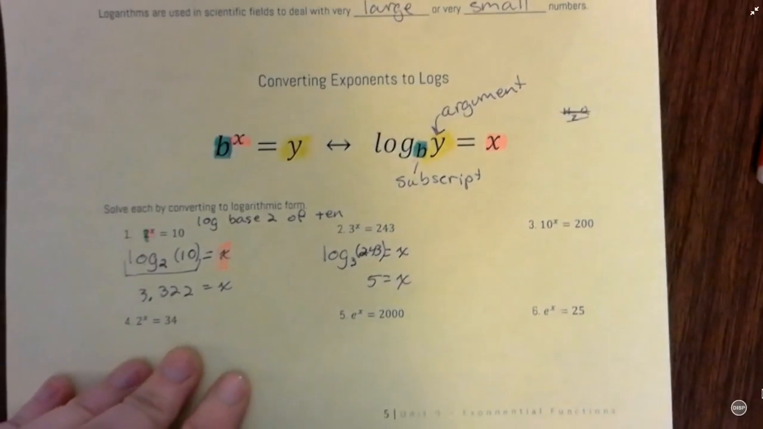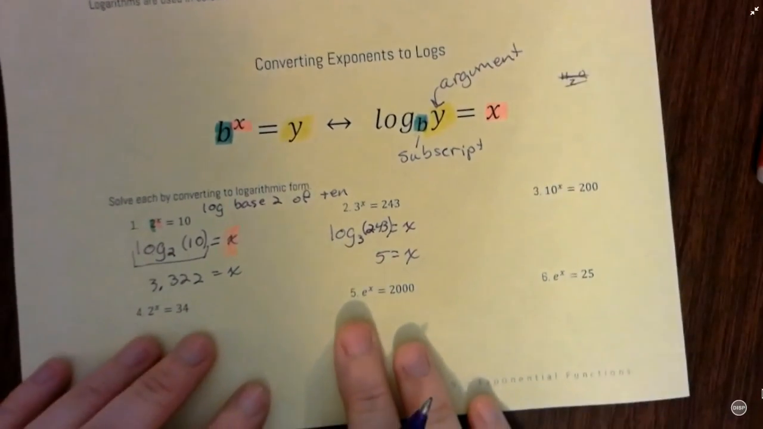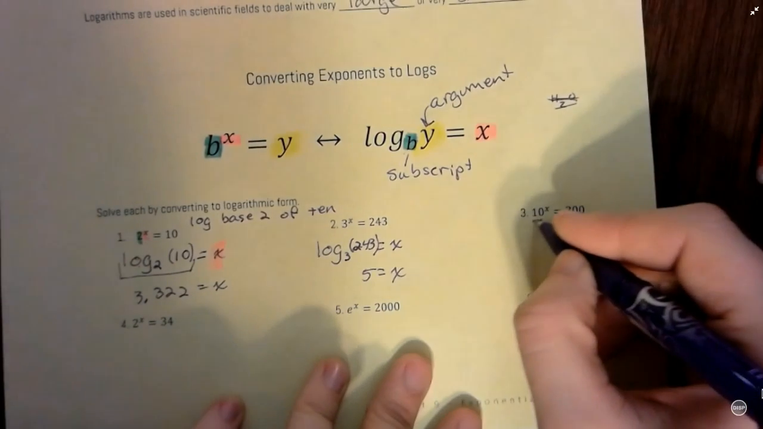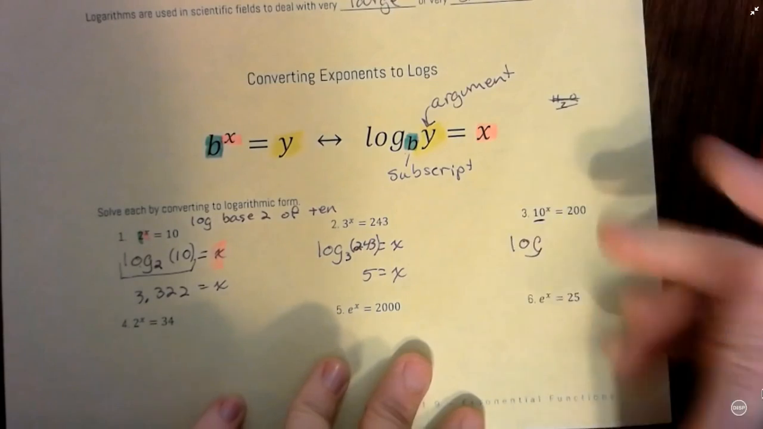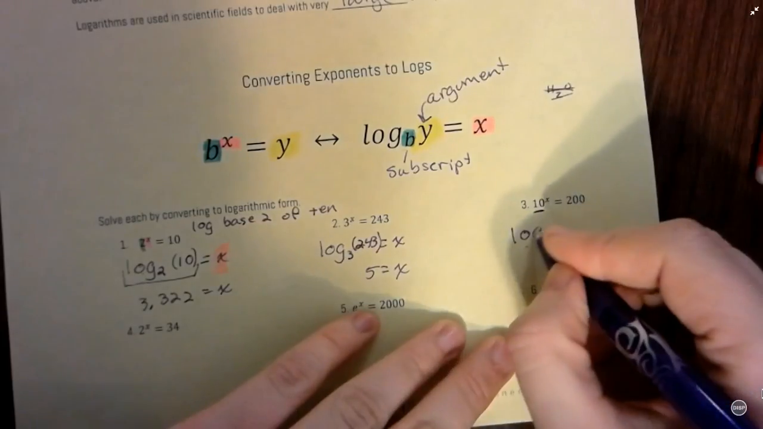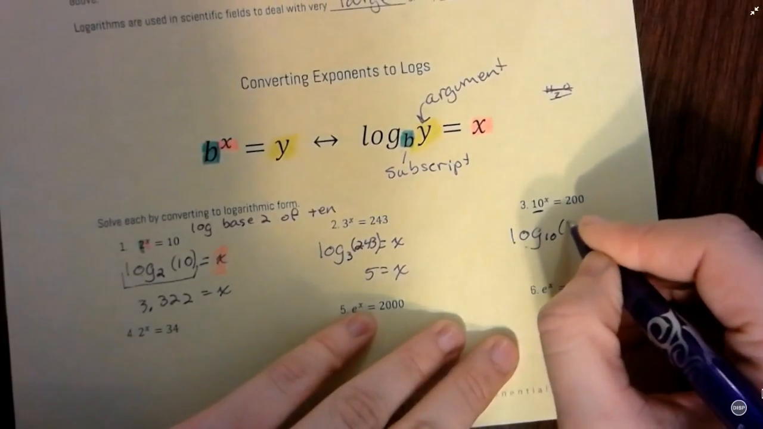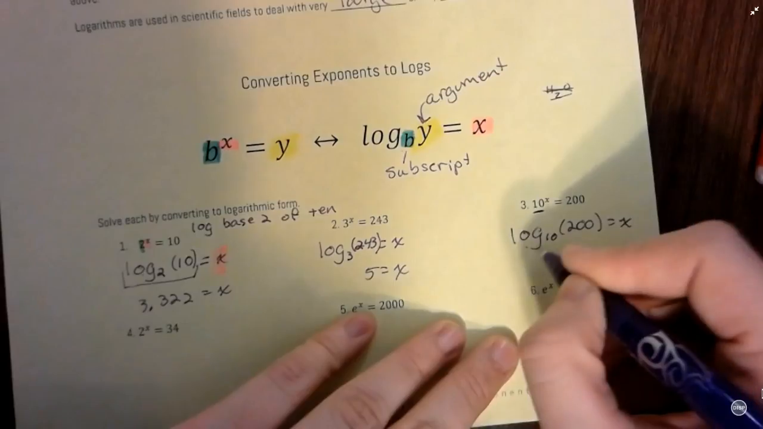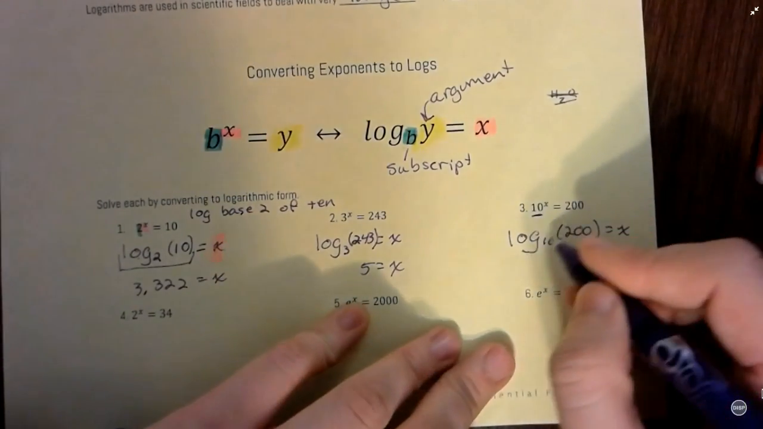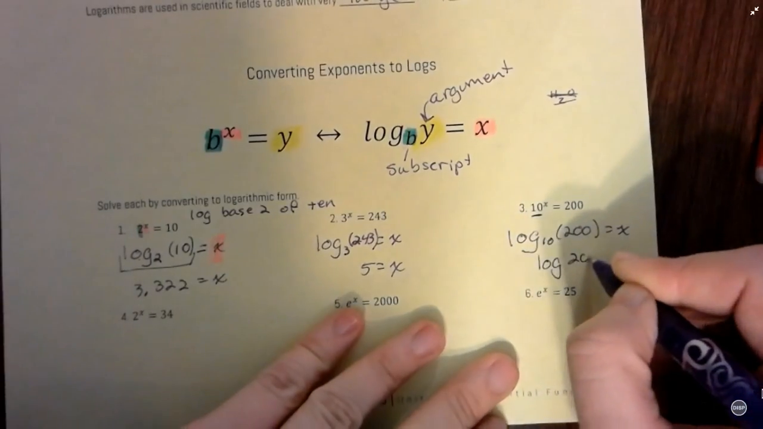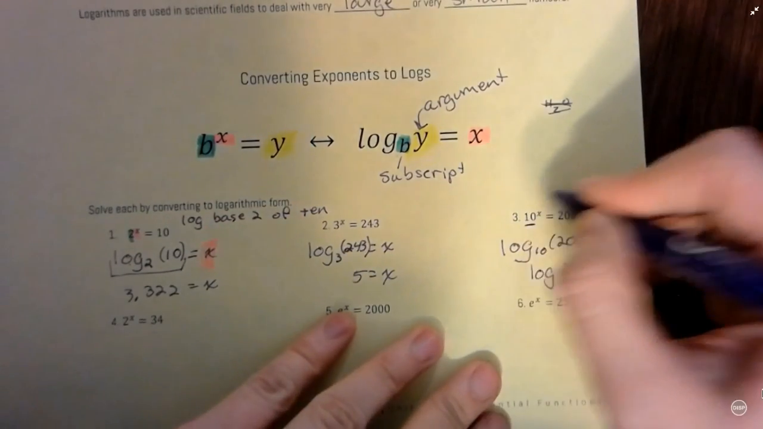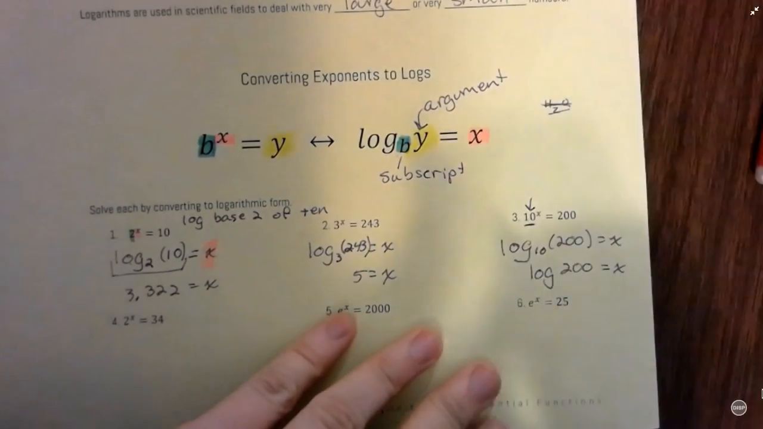So let's do one more. Well, let's start this one. So when it's a log base 10, sometimes you will not see the base written. So log base 10 of 200 equals x. And sometimes they don't write when it's base 10, they don't write the 10. So you're just going to see log 200 equals x, and that means the same thing. So that's only for base 10.